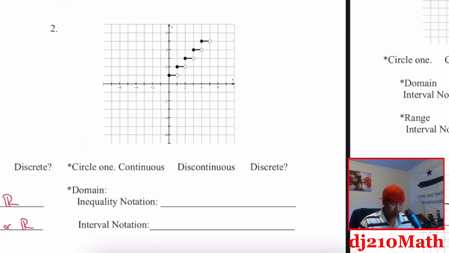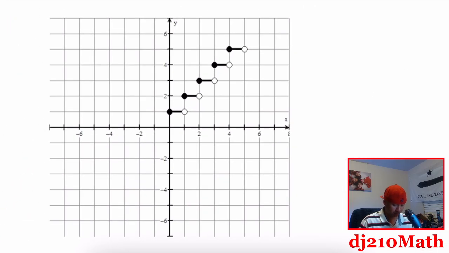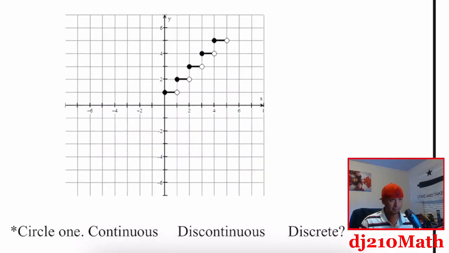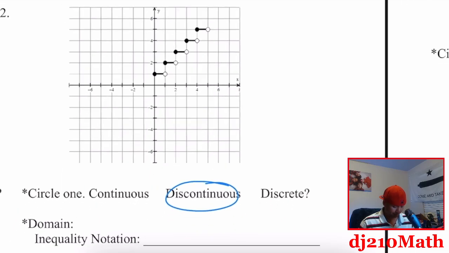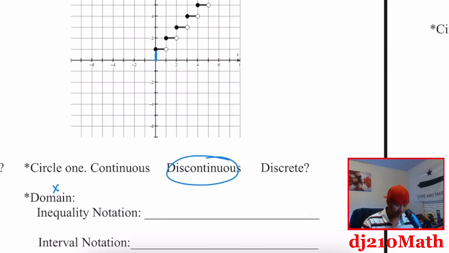Okay, number 2. Here we have what we refer to as a step function. So it's multiple little lines. So there's a bunch of breaks. So this is definitely discontinuous. So for the domain, remember domain is always the x values. And we say what is the most left that x could be. Or that x is, rather. So here we have x is equal to 0.